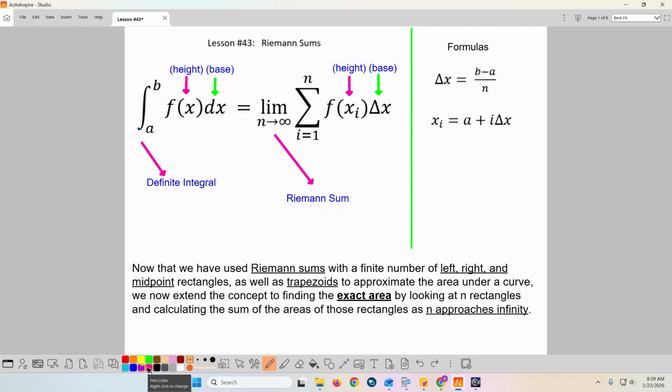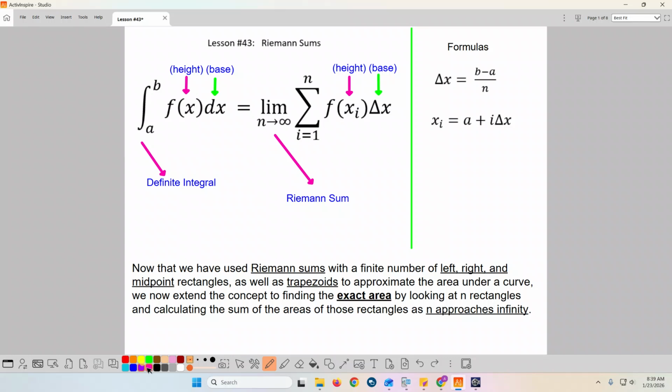Hey everyone, we are going to revisit Riemann sums in lesson 43. Now that we've used Riemann sums with a finite number of left, right, and midpoint rectangles, and we've also used trapezoids to approximate area under a curve, we're going to extend this concept and find the exact area by looking at n rectangles and calculating the sum of their areas as n approaches infinity.